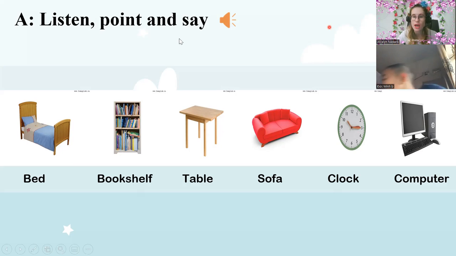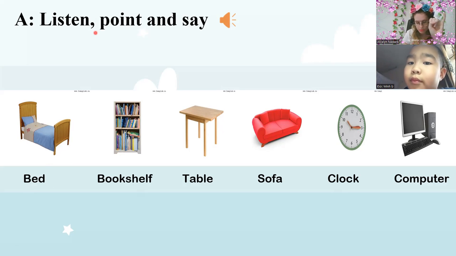Okay, let's listen one more time. Listen and read. Ready? Page 52. Yes. Unit 6. Home. Lesson 1. Things at home. A. Listen, point, and say. 1. Bed. 2. Bed. Bookshelf. 3. Bookshelf. Table. 4. Table. Sofa. 5. Sofa. Clock. Clock. 6. Clock. Computer. Good job. Computer.